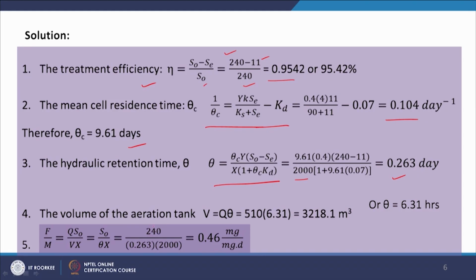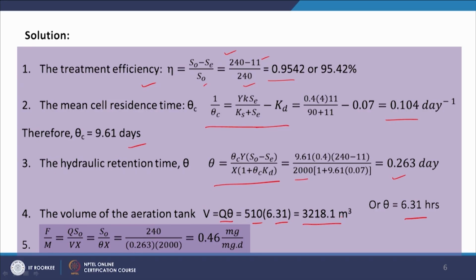Now, the volume of the aeration tank, that is V equal to Q into theta. So, theta is equal to 0.263 day. So, that is equal to 6.31 hours. We will have to multiply it with this. So, then 510 is the flow rate and this is the retention time. So, total volume is equal to 3218.1 meter cube. So, this is the aeration tank volume, and last one we need to calculate, that is F by M.